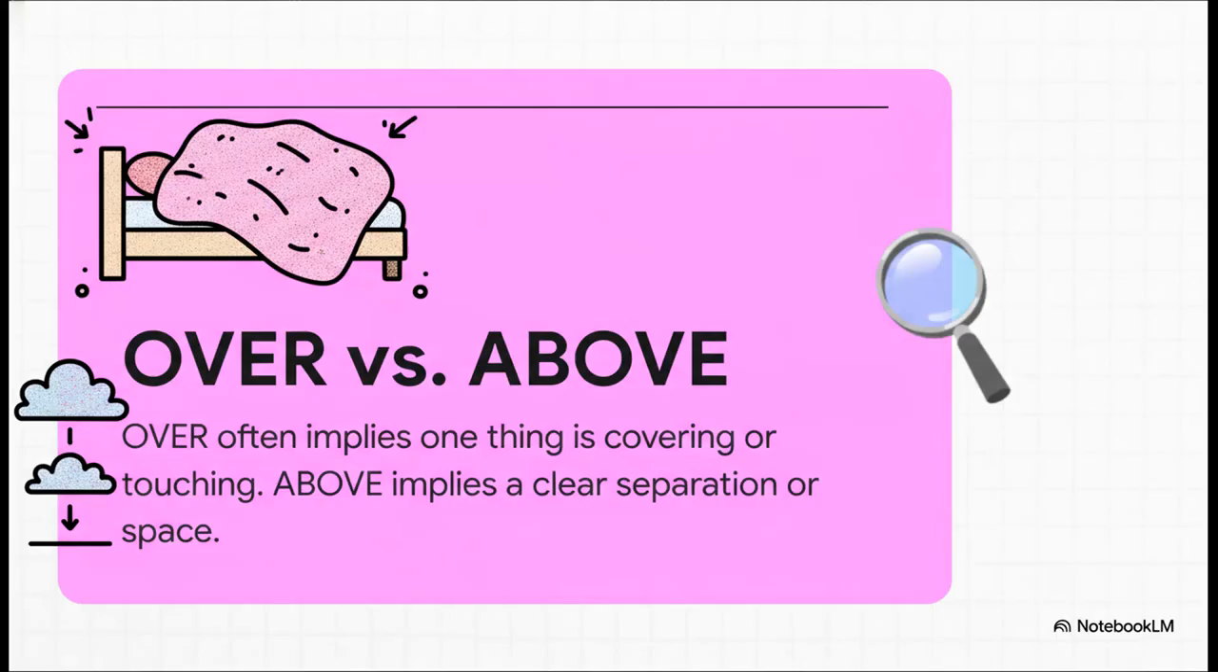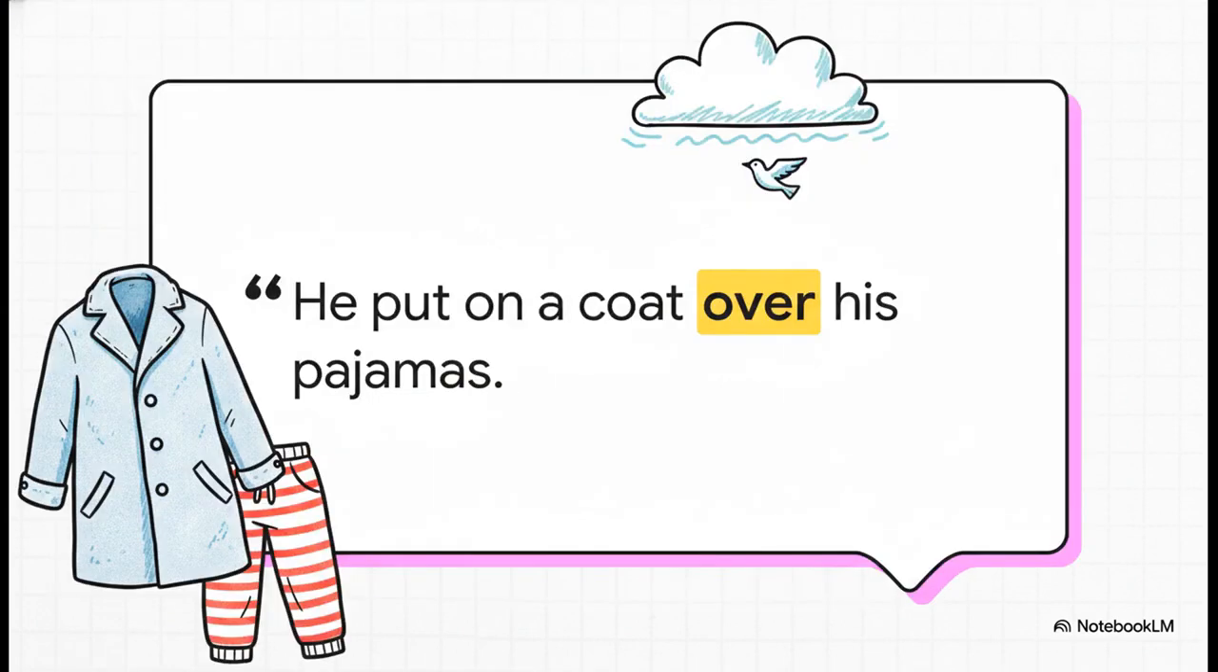So here's the core idea. We tend to use over when one thing is covering or even just touching another. Think of a blanket over you. But we use above when there's a definite gap, a space between the two things. There's no contact. This example nails it. He put the coat over his pajamas. Why? Because the coat is physically touching and covering them. You'd never say he put the coat above his pajamas. That would sound really strange, right? So if it's covering, it's over.